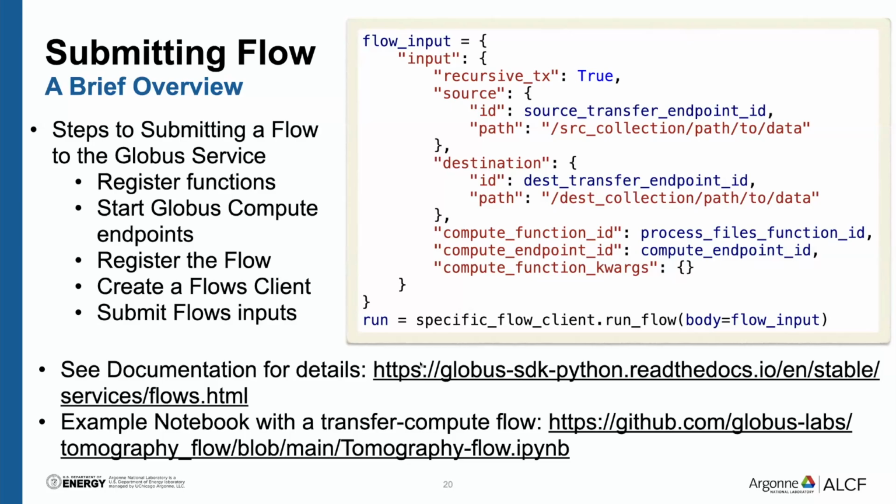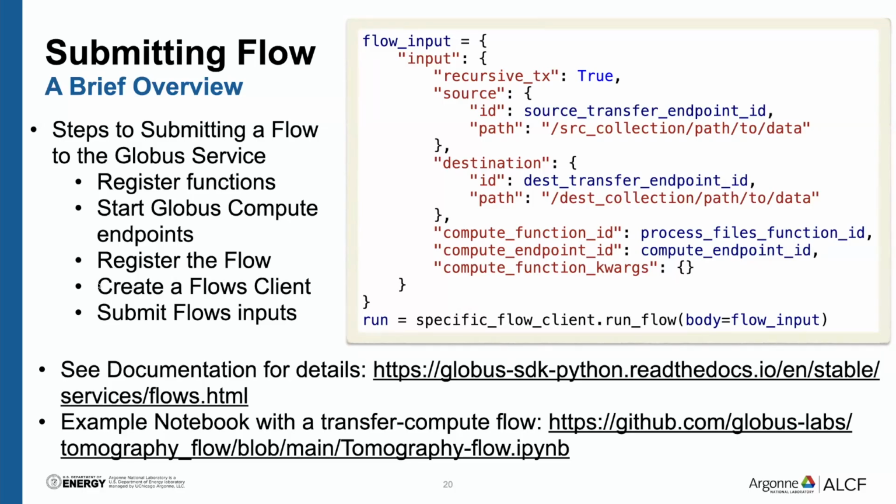So when you're running with Globus Flows, you have to do that. You need to register any functions that are executed in your flow. You need to start any compute endpoints that will be executing work in your flow. You then need to register the flow. That is similar to registering the functions. There's a way you can create the flows client and register it. Then you need to create a flows client to run your flow and submit the flow inputs.